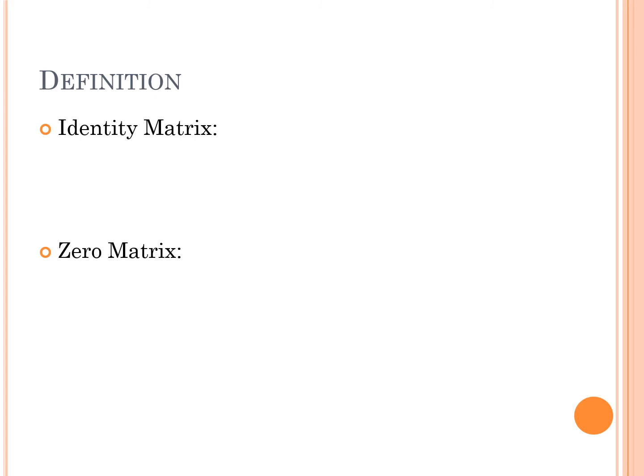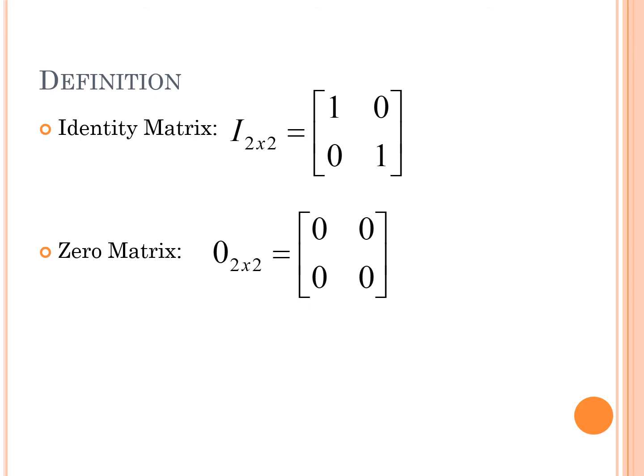Now, we showed you one of these before, but I want to show you how they're written out. So if you see I, and then the dimensions there, I is going to be an identity matrix with 1s down the first diagonal and 0s in all the other entries. A 0 matrix, and you notice here it's 2x2, is going to be all 0s in all of the entries.